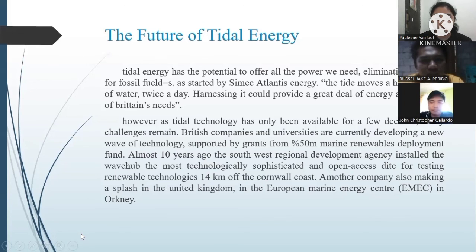yung 50M, basta yan. Marine Renewable Deployment Fund. Almost 10 years ago, the Southwest Regional Development Agency installed the Wave Hub, the most technologically sophisticated and open access site for testing renewable technologies 14 kilometers off the Cornwall coast. Another company also making a splash in the United Kingdom is the European Marine Energy Centre, EMEC, in Orkney. Yan nga, future, yan na yung pinapakita na future ng tidal lagoon.